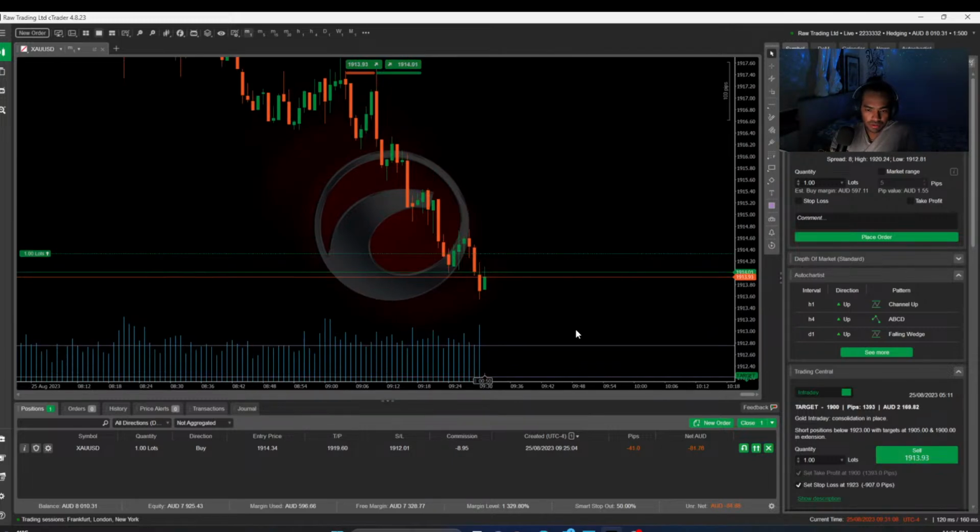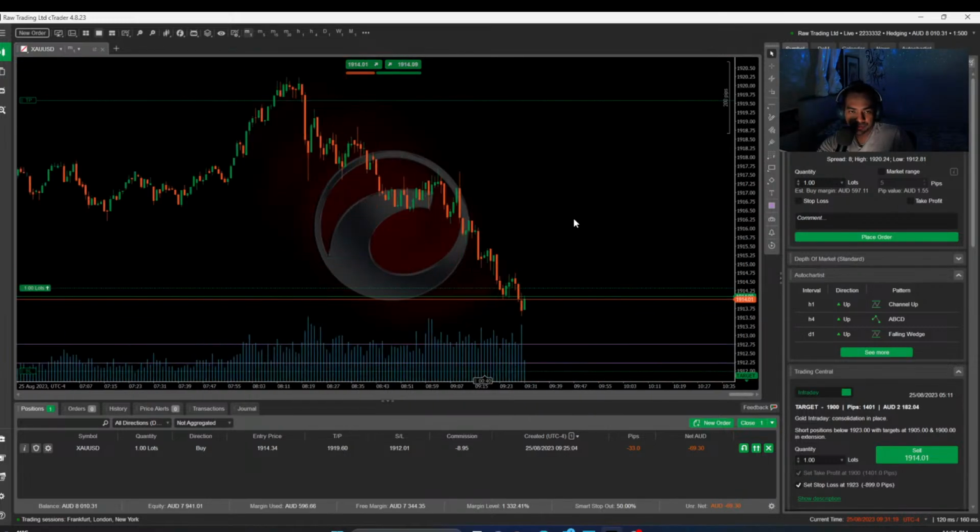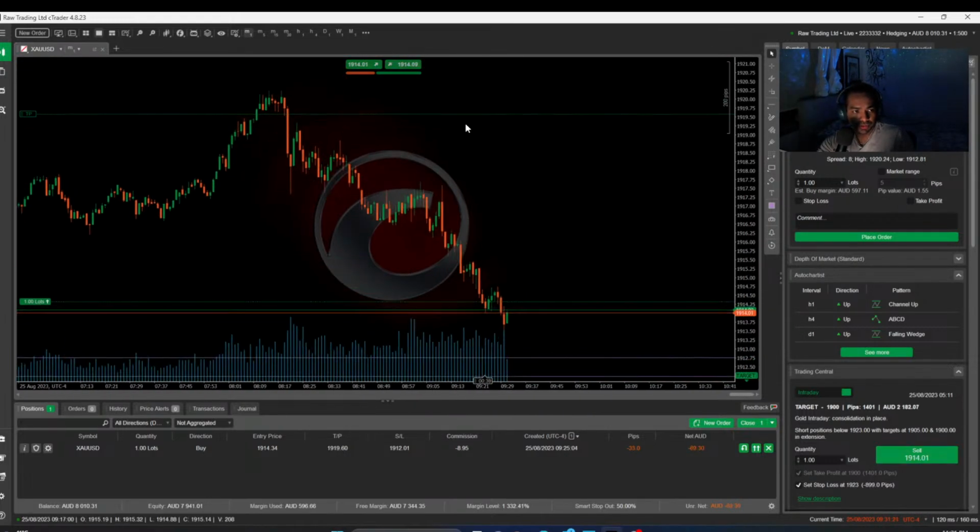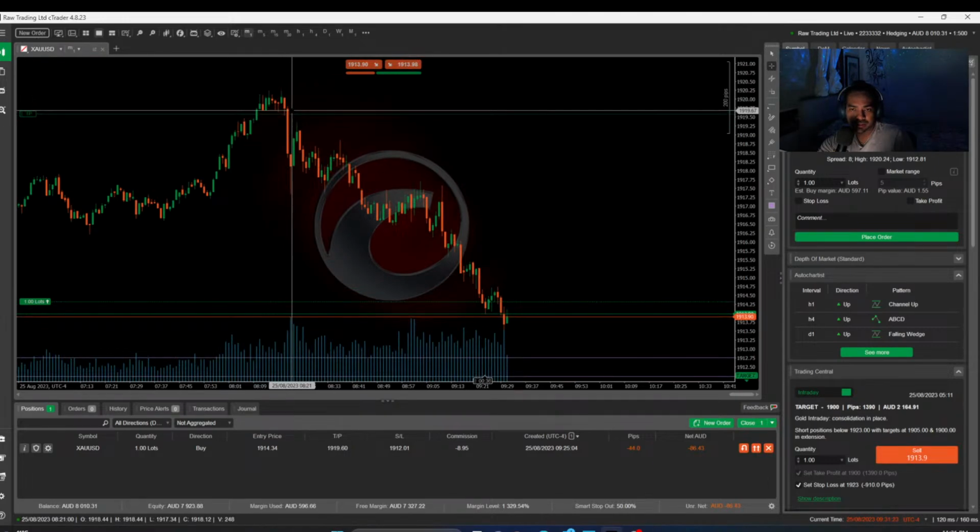Yeah, let's see where it goes. We're on drawdown, 20 pips, 30 pips. But I still believe there's a high probability that the market can reverse back to the previous high level. So that says around 1919.